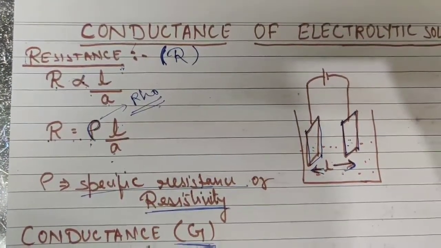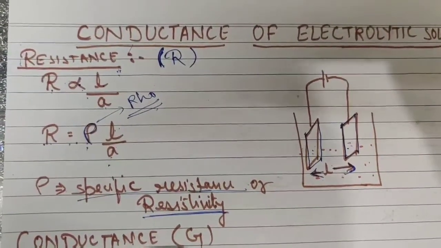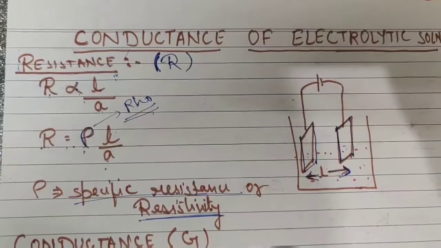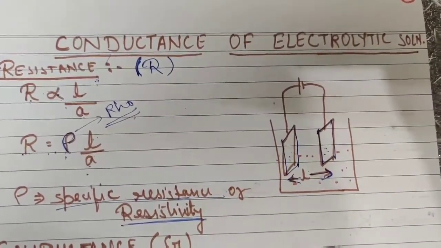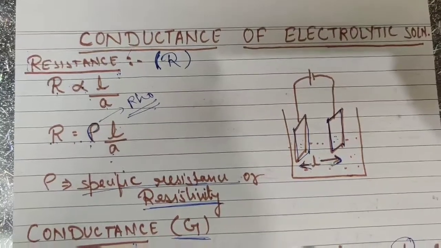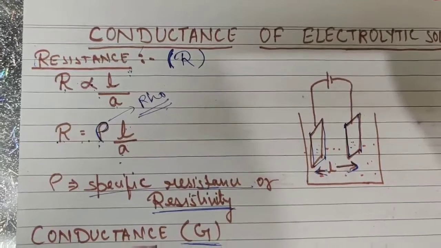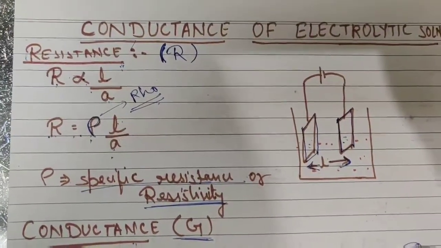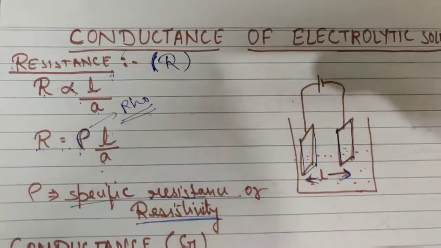So obviously what will be the conductance? Since conductance is just the reverse of resistance, conductance will be defined as the ease of flow of electrons or ease of flow of charge. And resistance is directly proportional to the length of the conductor and is inversely proportional to the area of cross section, as you can see here.